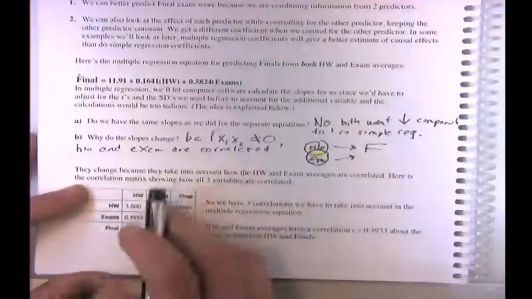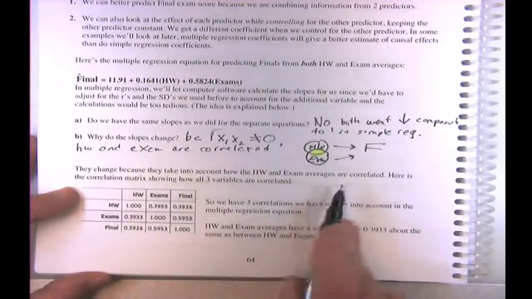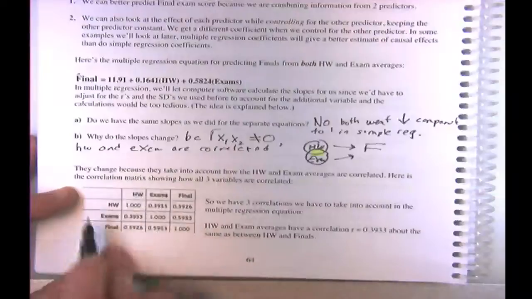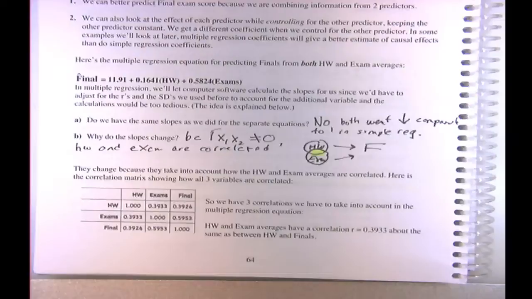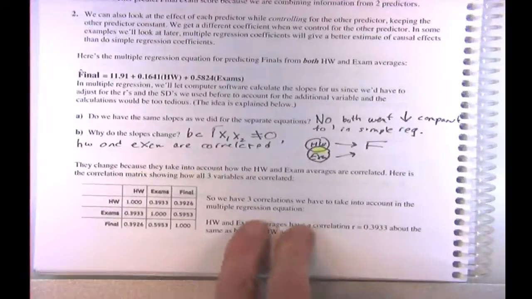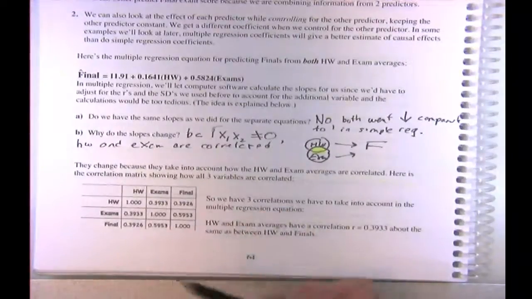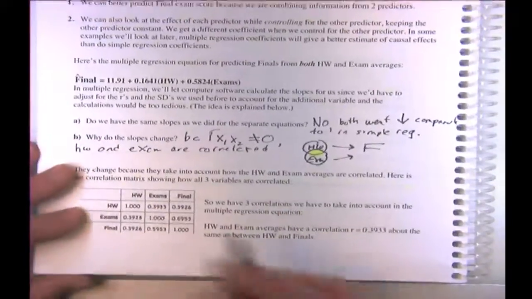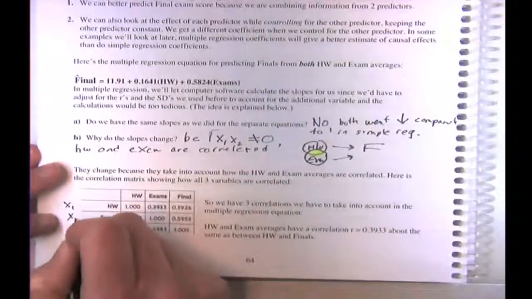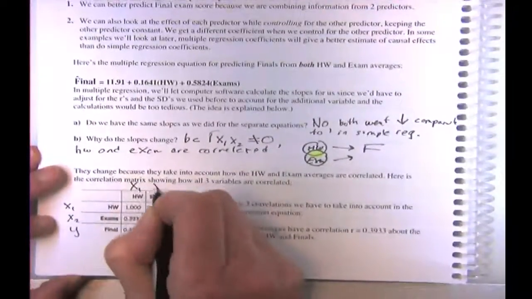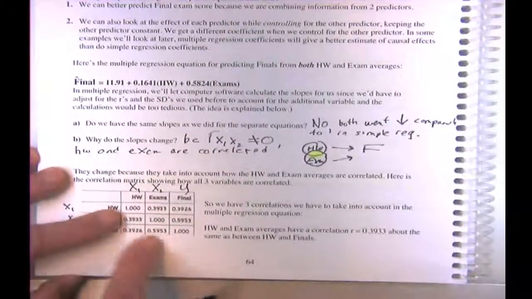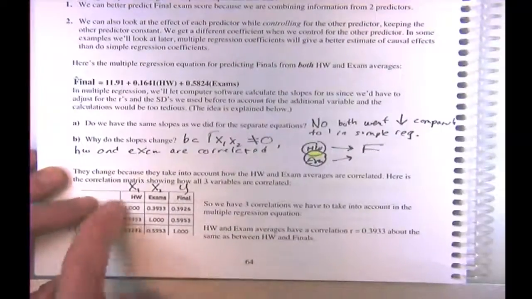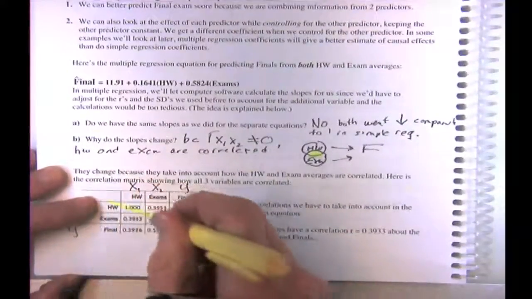All right, so they change because they take into account how the homework and exam averages are correlated. Now here's what's called a correlation matrix, showing how all three variables are correlated. In the multiple regression equation, we have to take all three of these correlations into account. First, how are you going to read this? This is x1, x2, and y. These are our correlation coefficients. First thing you notice in all correlation matrices is down the diagonal here is all ones.